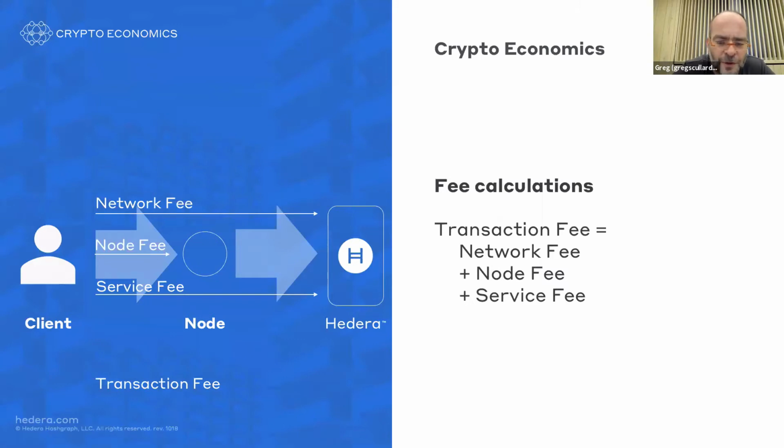So we're trying to make it right, sustainable. A transaction fee is made of a network fee, a node fee, and a service fee.